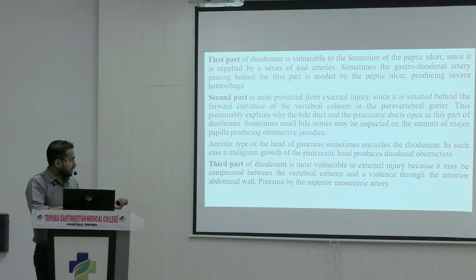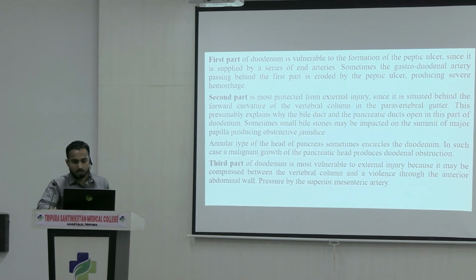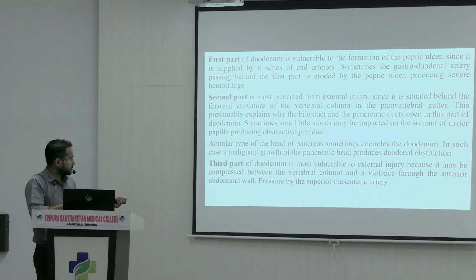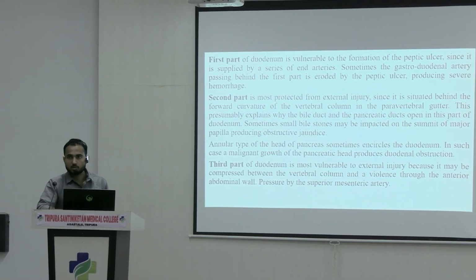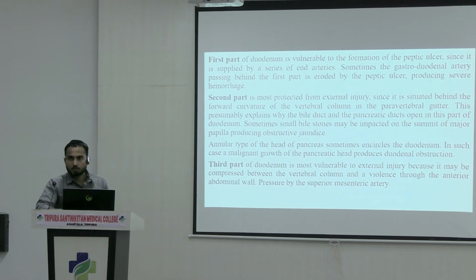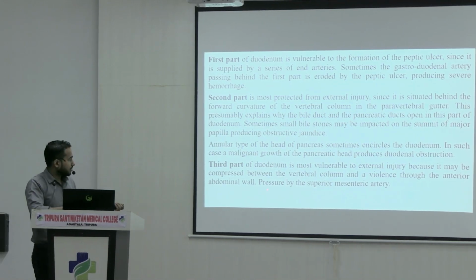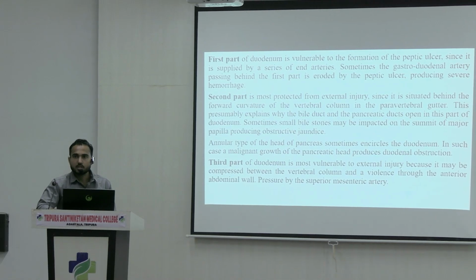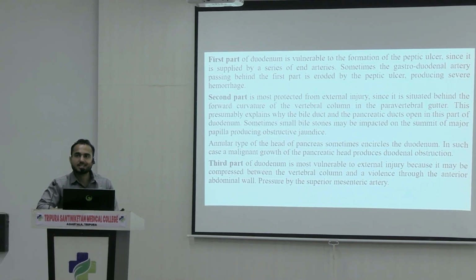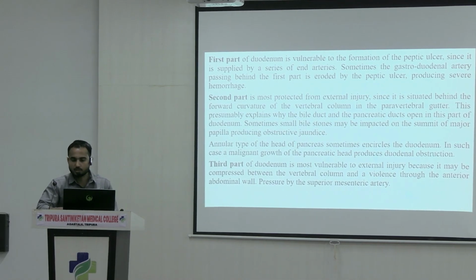Next, the third part is most vulnerable to external injury, because it can be compressed between the vertebral column and violence through the anterior abdominal wall. That means blunt trauma to the anterior abdominal wall can cause compression of the third part of the duodenum, and it can also be compressed by the pressure given by the superior mesenteric artery. So these are some important applied significances of the various parts of the duodenum.